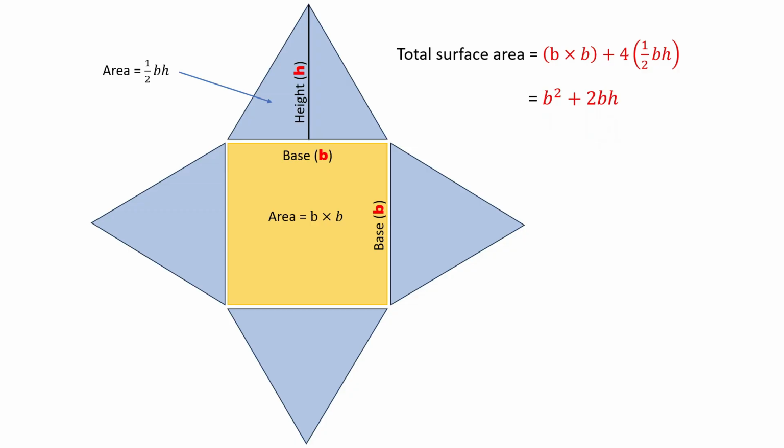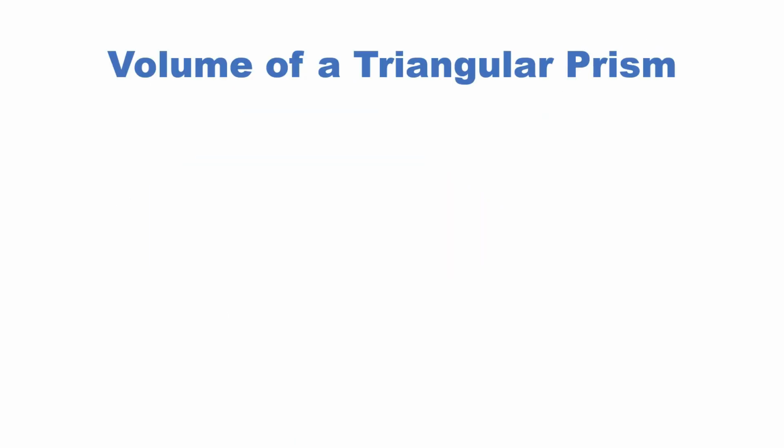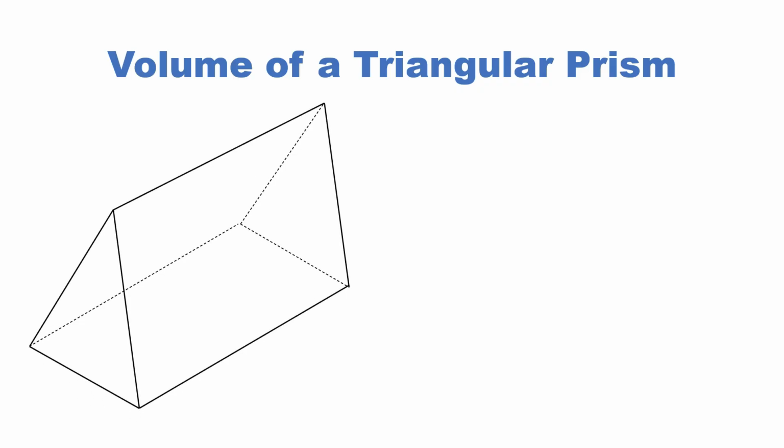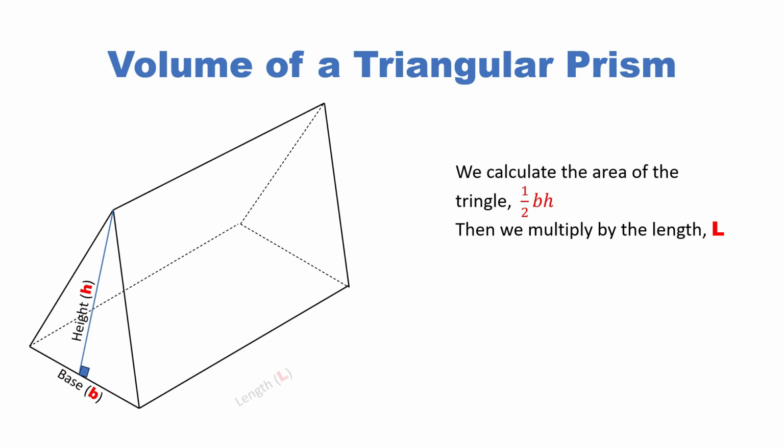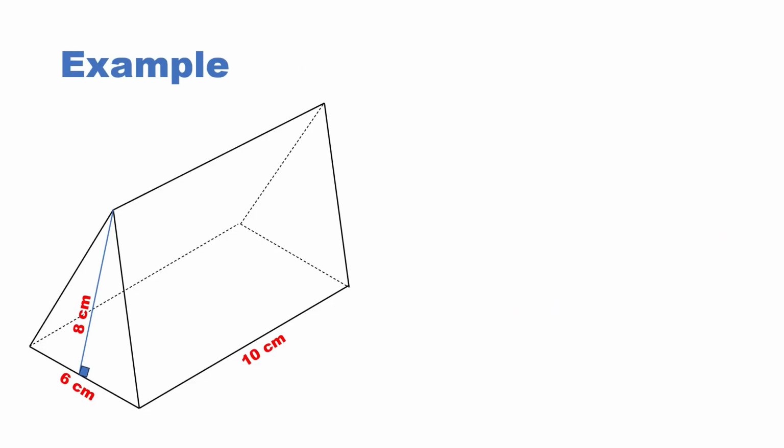Now, let us move to the volume of a triangular prism. So, we start by looking at the triangle, where we have base b and perpendicular height h. So, we can calculate the area by half bh. But since we need the volume, we will multiply by length L, which is the third dimension. Hence the volume is half bhL. Also, take note that we also have the slant length, but we don't use it for the volume.